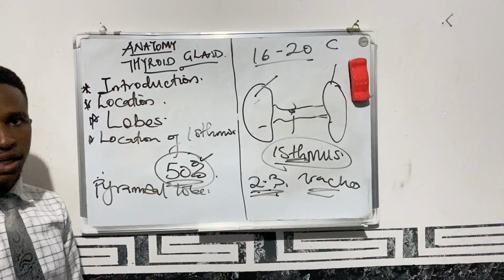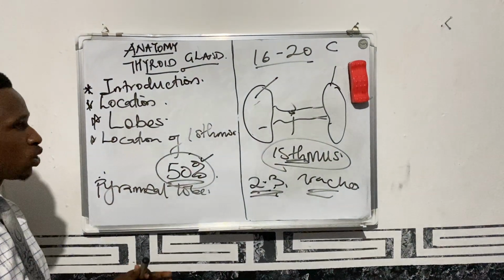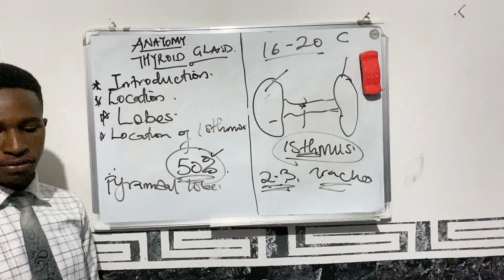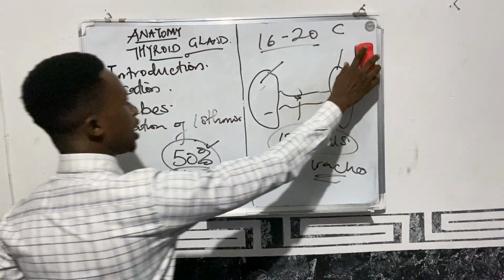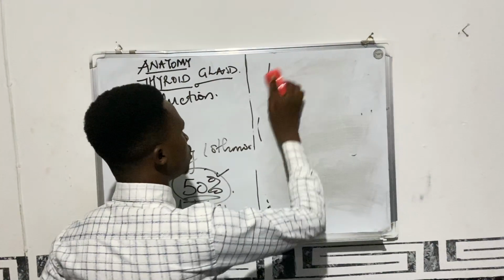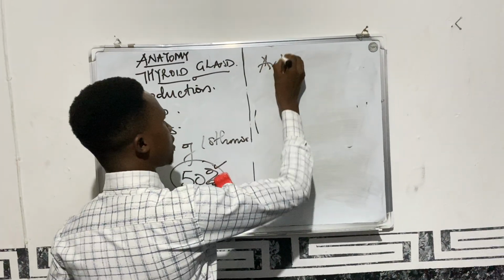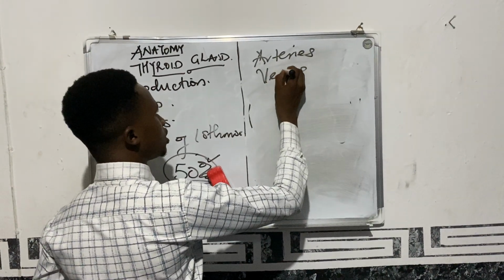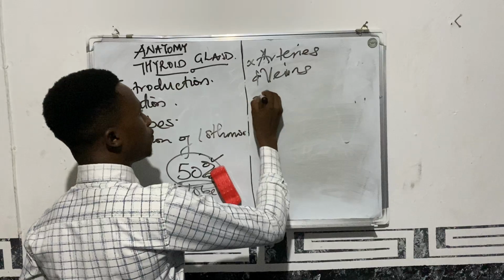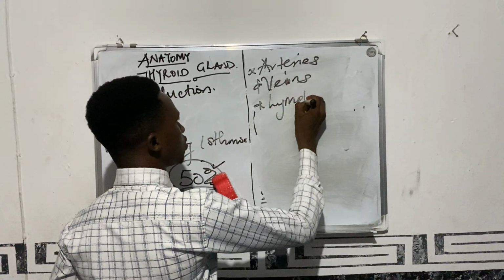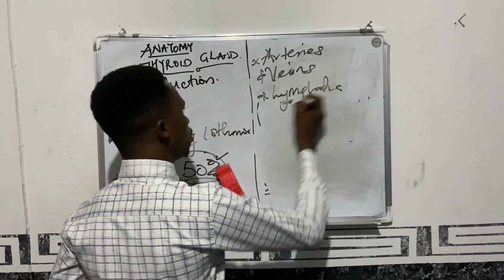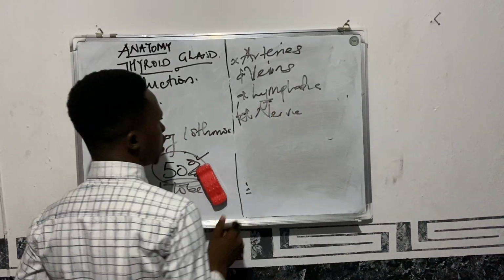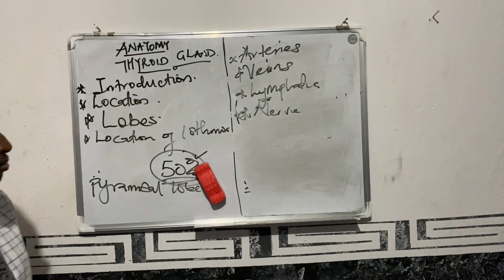After knowing this about the thyroid gland, the next aspect we need to look at is referred to as the neurovasculature of the thyroid gland. Under this aspect, we'll be discussing the arteries supplying the thyroid gland, the veins draining the thyroid gland, and the lymphatics or the lymph nodes it drains to. We also talk about the nerve supply to the thyroid gland, and after this we can check the applied anatomy.